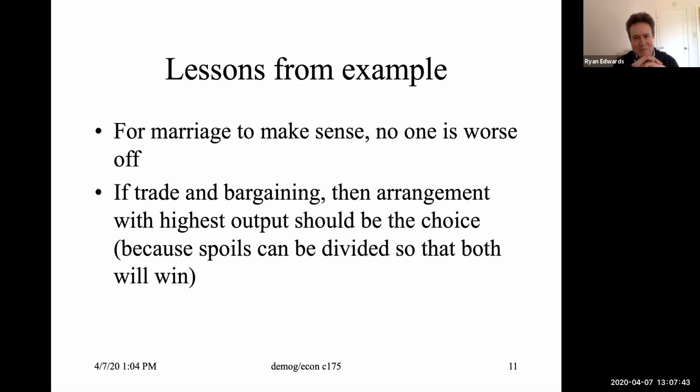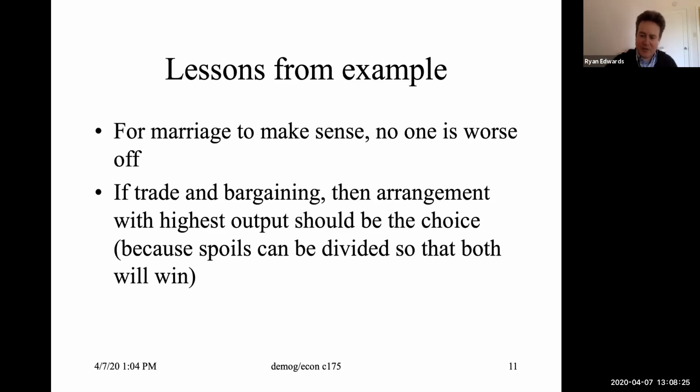And you might say modern marriage, right? Perhaps there were marriages in the past where somebody might be worse off after the marriage, maybe somebody who didn't have any social power or market power. That's certainly possible, but the models of marriage that we're thinking about today are ones in which people enter and exit relatively freely, especially in the United States, where there are a lot of marriages and a lot of divorces as well. If there's trade and bargaining, then you would expect to see the arrangement with the highest output chosen, because you can divide up the spoils so that everybody wins.